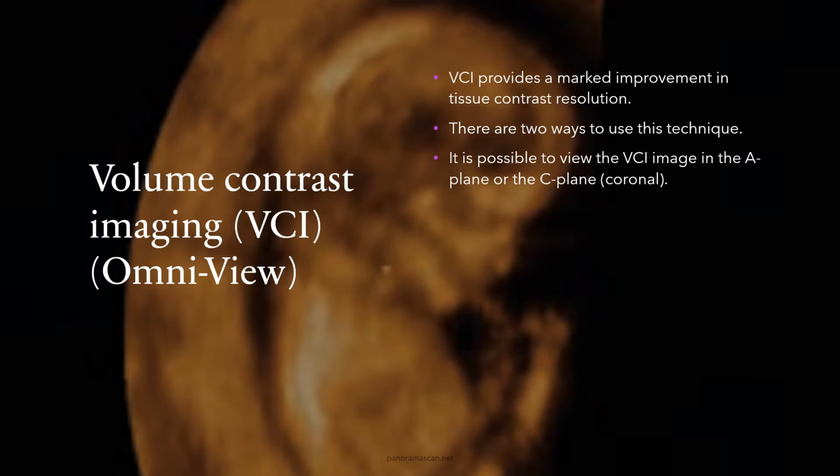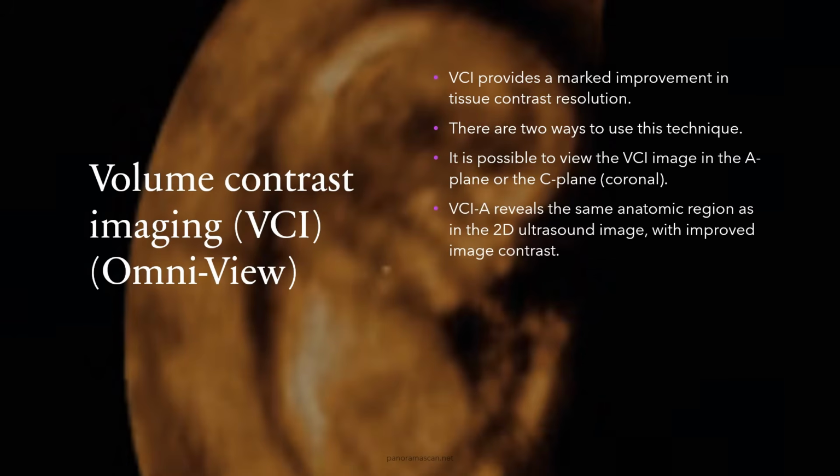OmniView can apply it on the A-plane and C-plane. VCIA on the A-plane, and VCIC on the C-plane. VCIA reveals the same anatomical region as seen in traditional 2D ultrasound, but with enhanced contrast, allowing for better differentiation of structures in the image.